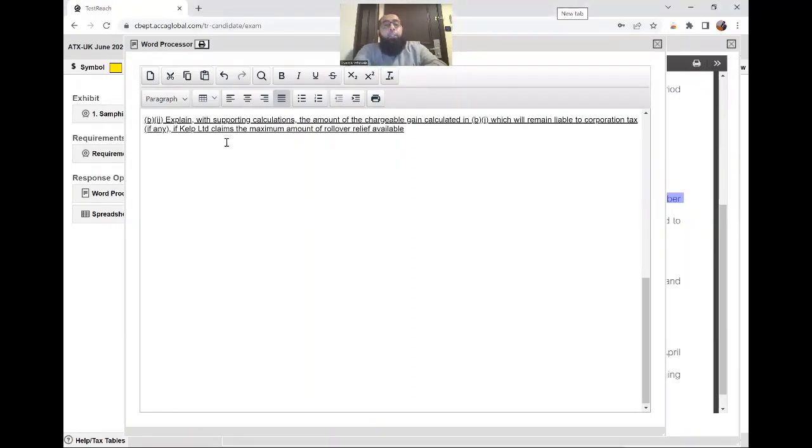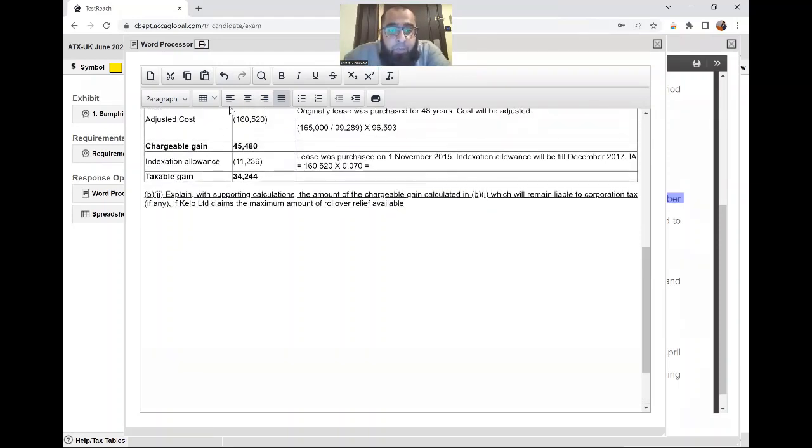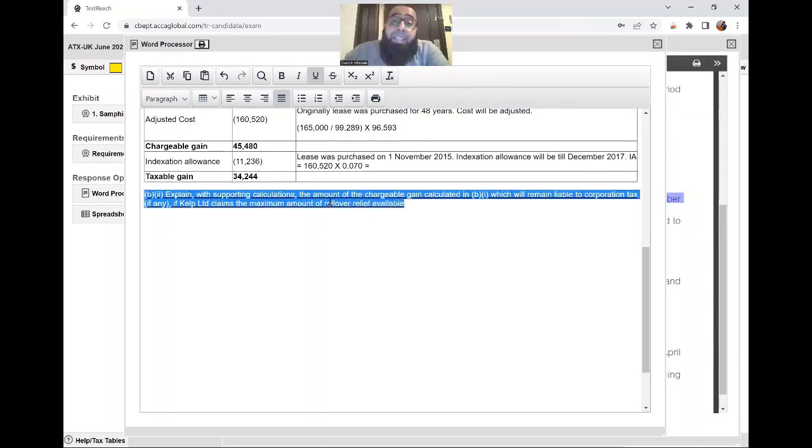Okay, so let's read part B2. Explain with supporting calculation the amount of chargeable gain calculated in part B1. This is the amount of gain which will remain liable to corporation tax if Calp Limited claims the maximum amount of rollover relief.